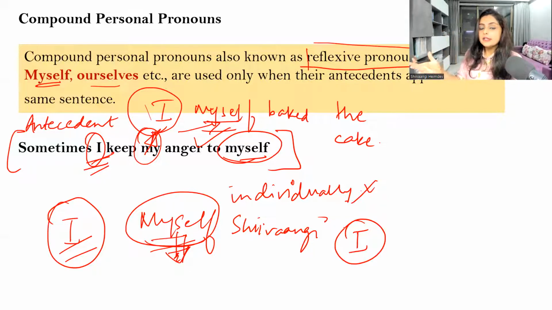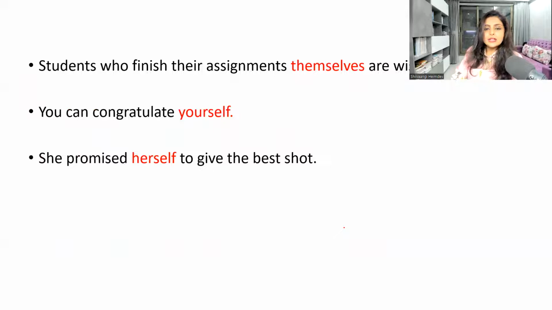And why is it incorrect? Because myself is a reflexive pronoun, and a reflexive pronoun can be used only when there is an antecedent, only when there is a base pronoun. You cannot make use of reflexive pronouns individually. So I hope you understood why "myself, Shivangi" is an incorrect way of introducing yourself. It's absolutely incorrect, grammatically absolutely incorrect. So now let's look at a few sentences and let's understand.